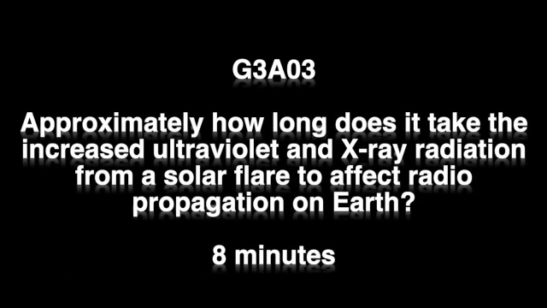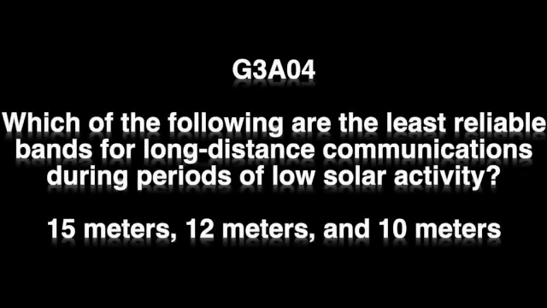G3A03. Approximately how long does it take the increased ultraviolet and X-ray radiation from a solar flare to affect radio propagation on Earth? 8 minutes. G3A04. Which of the following are the least reliable bands for long-distance communications during periods of low solar activity? 15 meters, 12 meters, and 10 meters.